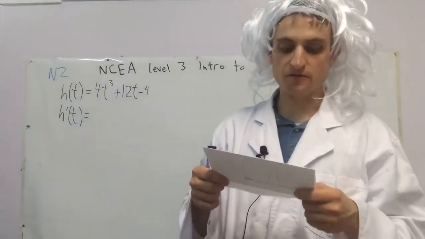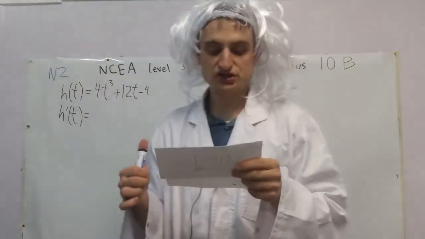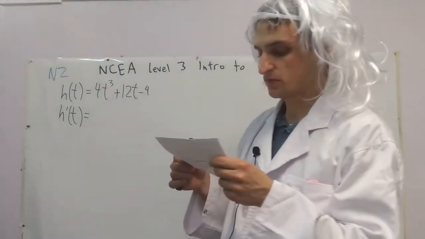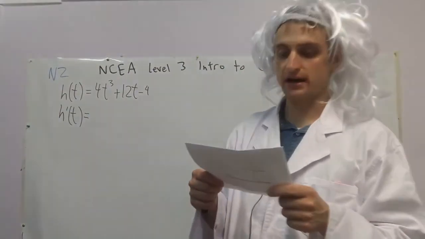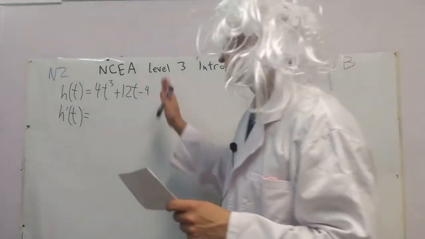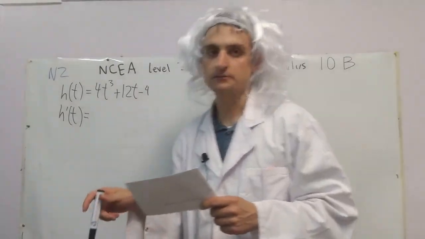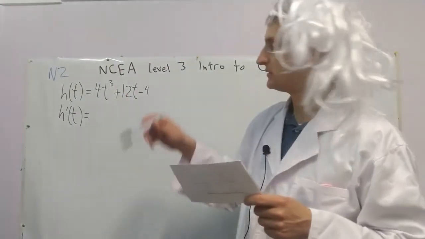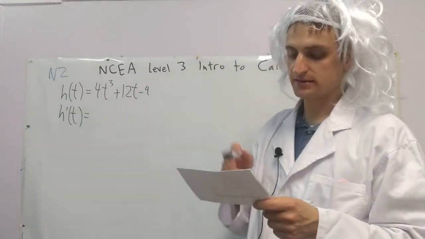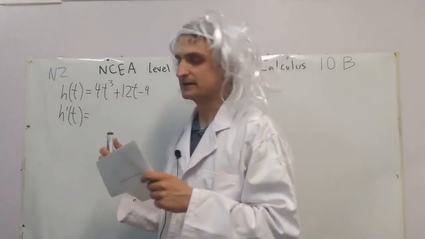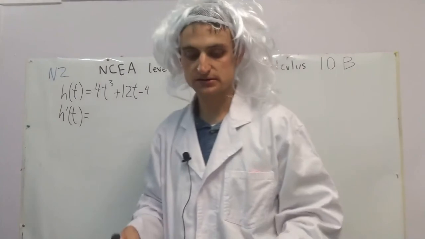Question number 8, our final question of this assignment 10b. If h of t equals 4t cubed plus 12t minus 4, calculate h prime of t. So this whole assignment we've usually been dealing with x. This deals with t. They're almost the same. Basically, x is more of location. T is usually referring to time. But with respect to how we differentiate, there's no difference.